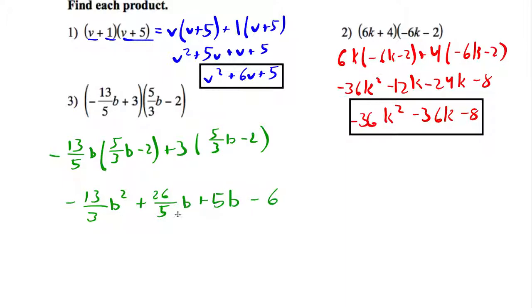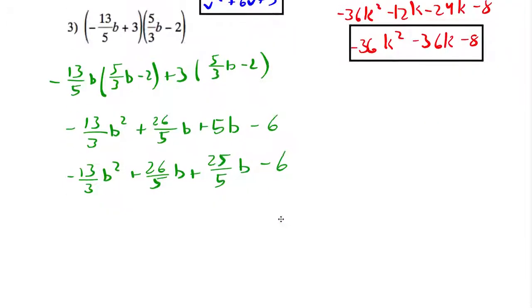Now I need a common denominator to add these like terms. So this is going to be negative 13 over 3b squared plus 26 fifths b. Common denominator would be 5, so 5 times 5 is 25, right? Because 25 divided by 5 is 5. So it means 5 over 1 is 25 over 5. And now I can combine my like terms. So I get negative 13 over 3b squared plus 51 over 5b minus 6. And that's my final answer there.